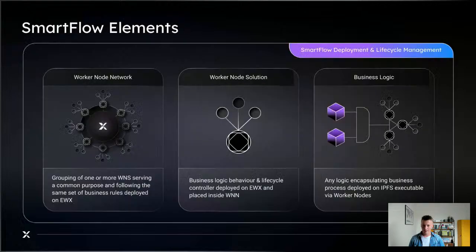What are the elements of the SmartFlow? So there are three elements. First, worker node networks. Worker node networks are groupings of one or more worker node solutions serving a common purpose and following the same set of business rules, which is deployed on EnergyWeb X. So this is a top level item. The network is the top level item that is governed, or to be governed, under the SmartFlow.